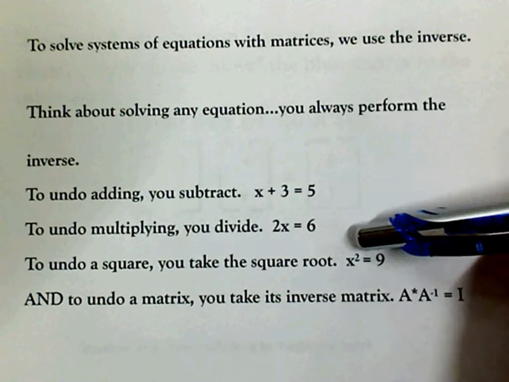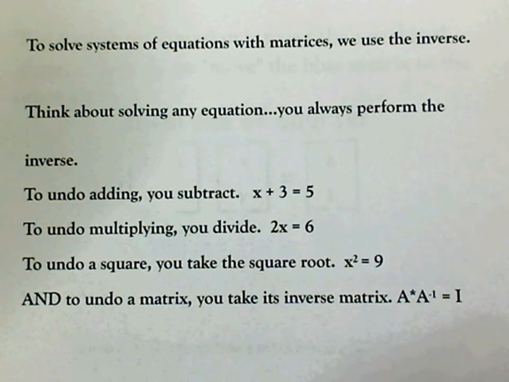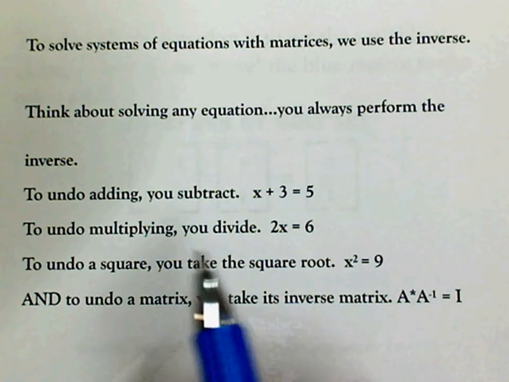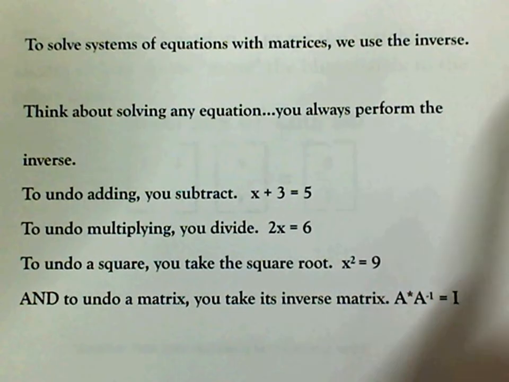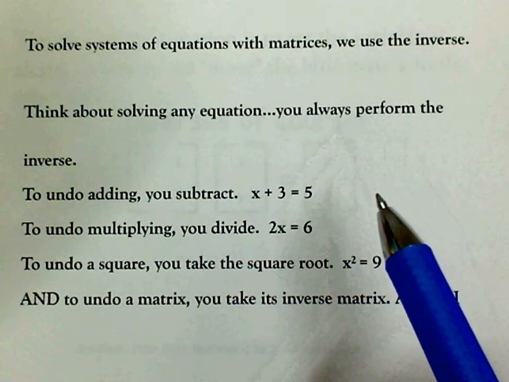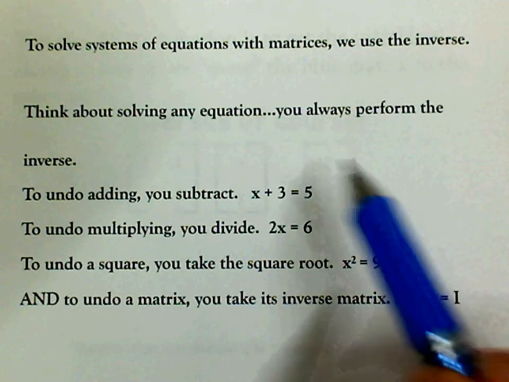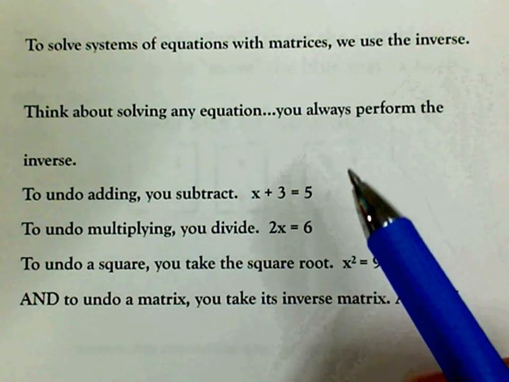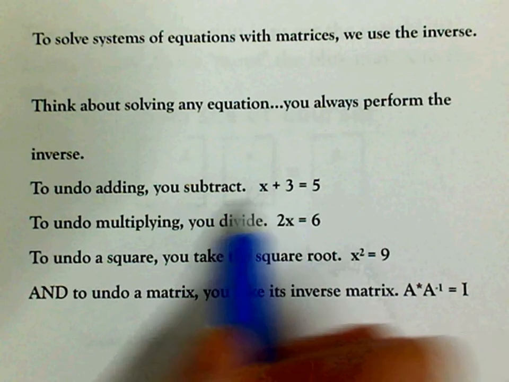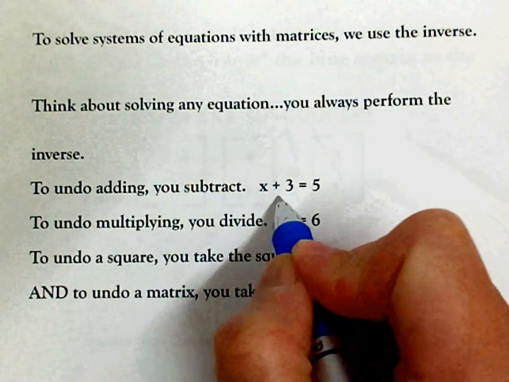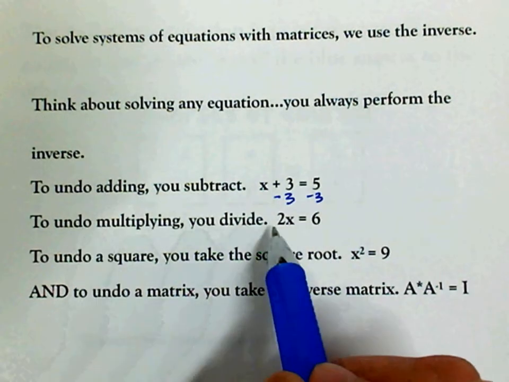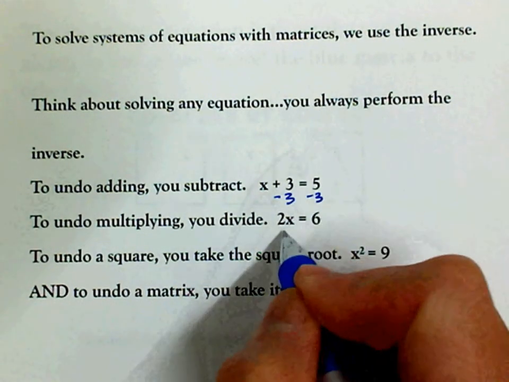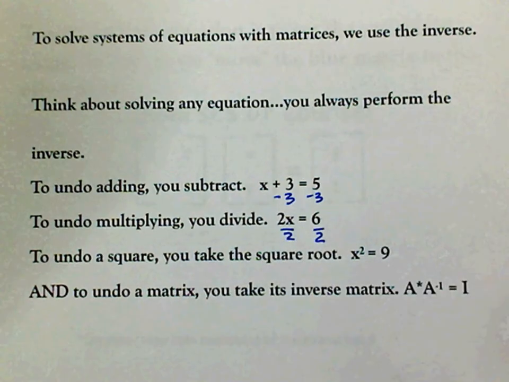All right? Here are the steps you are going to need in order to solve. Not steps, I'm so sorry. To solve systems of equations with matrices, we also use the inverse. Keep in mind, when you are solving for something, you have to have an equation, and you always use the inverse. So to undo adding, you subtract. So immediately you would subtract 3 on both sides, and then you would solve. If you have a multiplication, like 2x equals 6, you would divide by 2, okay?